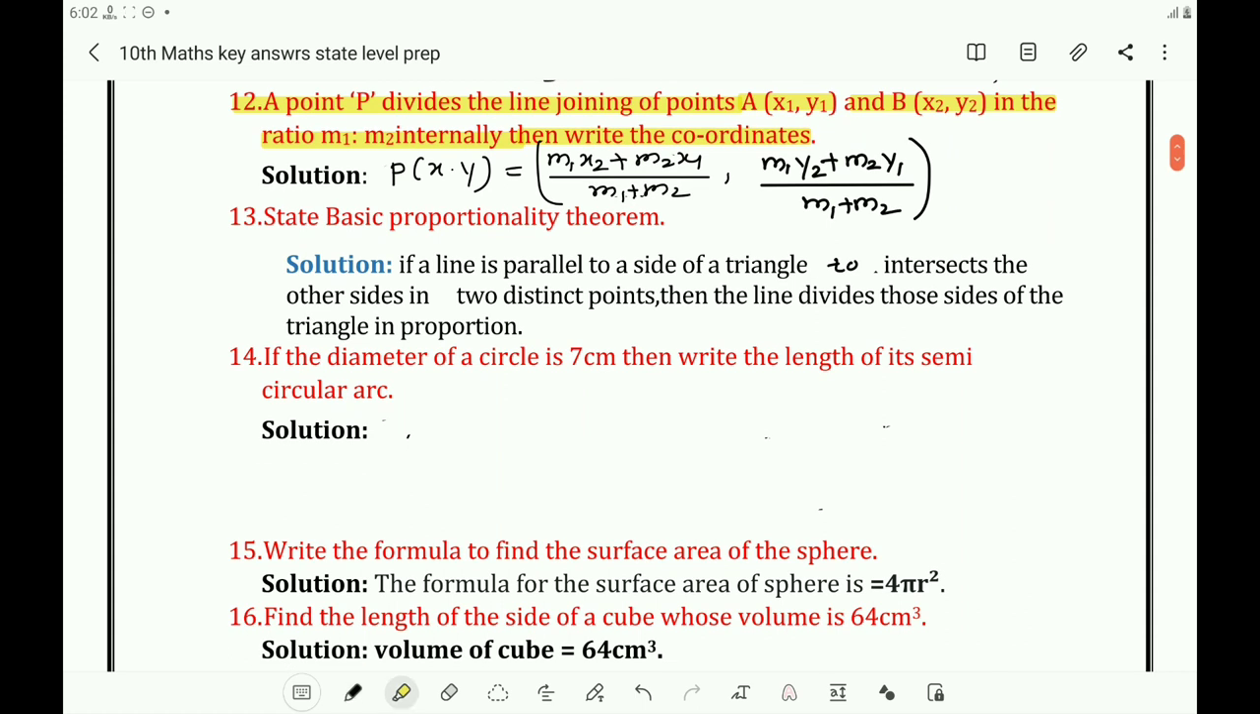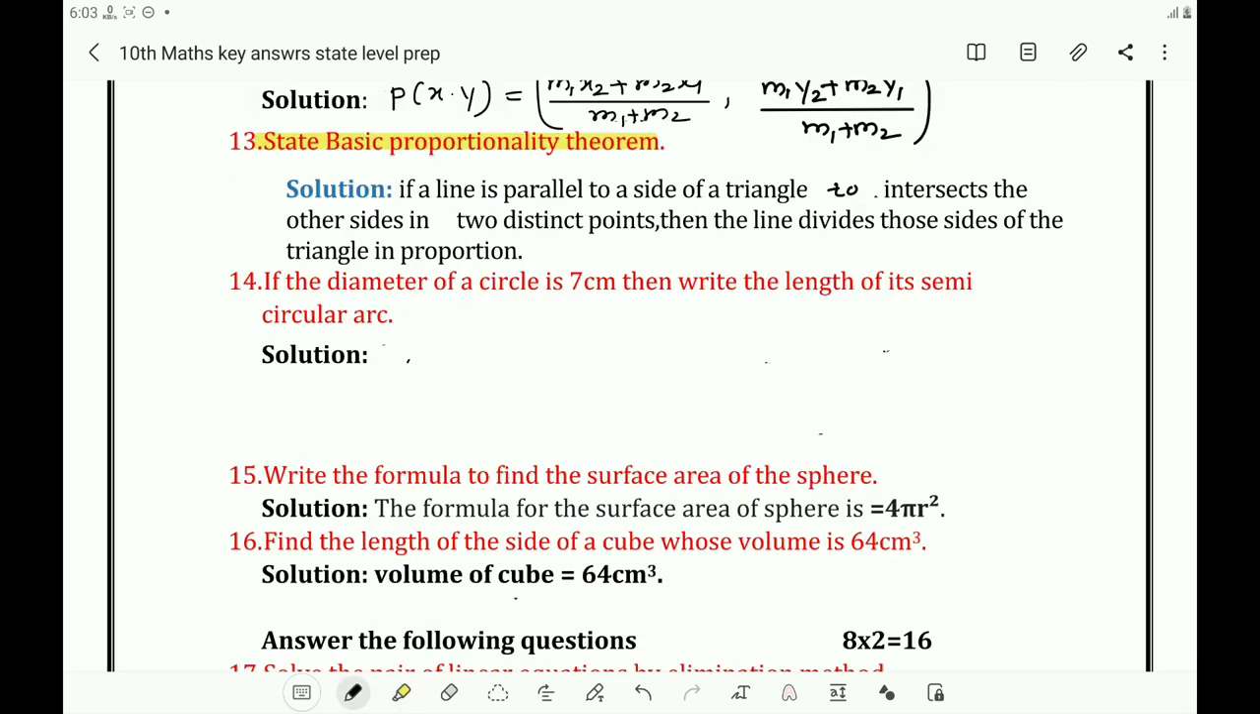Then you take the next question, state the basic proportionality theorem. Children, you know the statement of the basic proportionality theorem, that is the Thales theorem. What is that statement? If a line is drawn parallel to a side of a triangle to intersect the other two sides at two distinct points, then the line divides those two sides of the triangle in proportion.